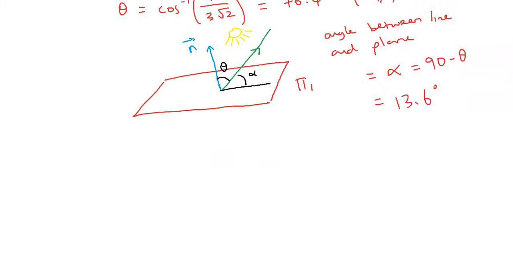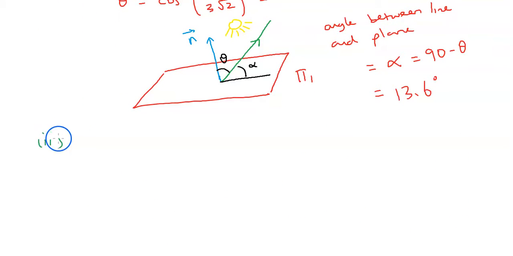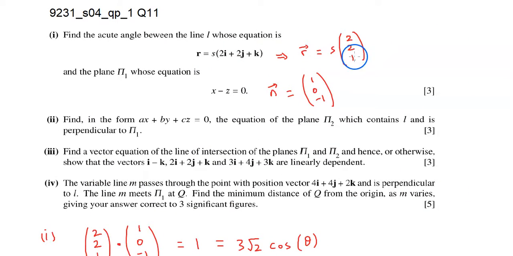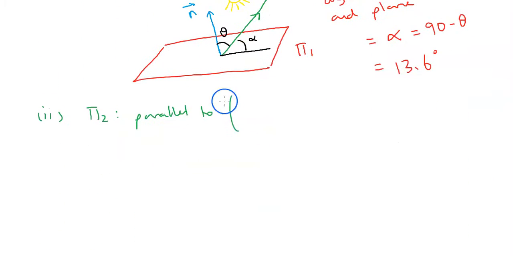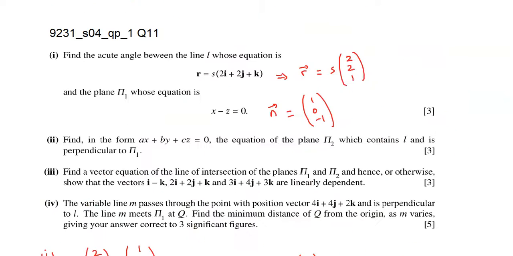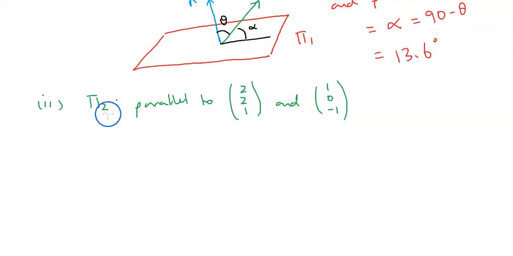Alright, so let's write down some of these details. So pi 2 is parallel to those two vectors that we discussed, (2, 2, 1) and (1, 0, -1). And since it contains the line L, and the line L passes through the origin, that means that pi 2 also goes through the origin. So we can say it contains the origin, (0, 0, 0).